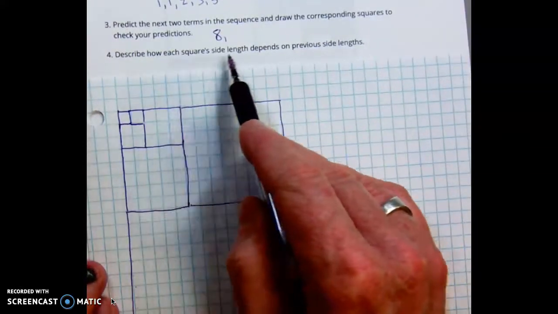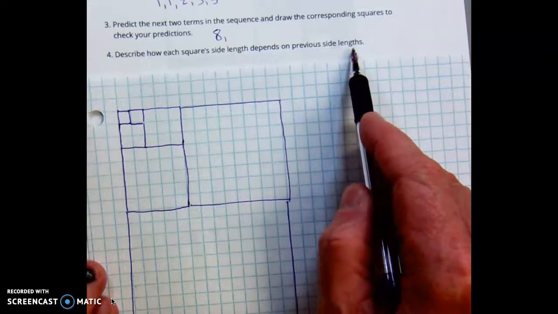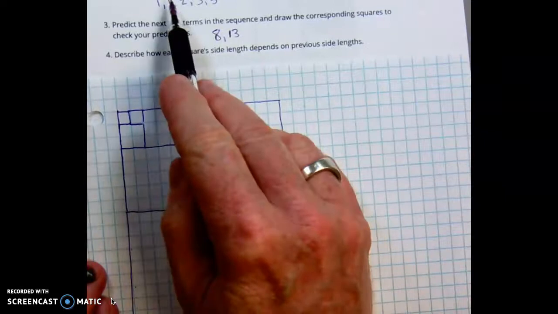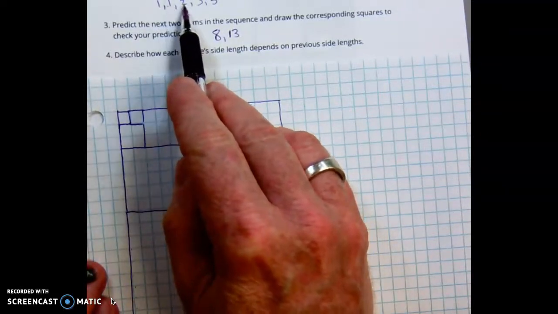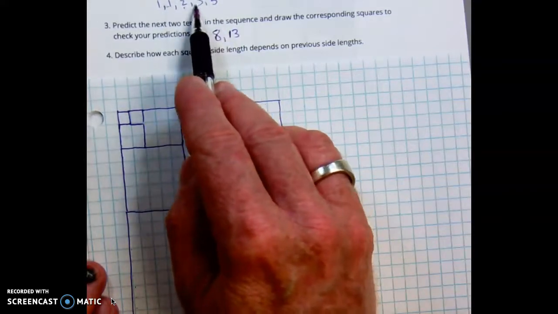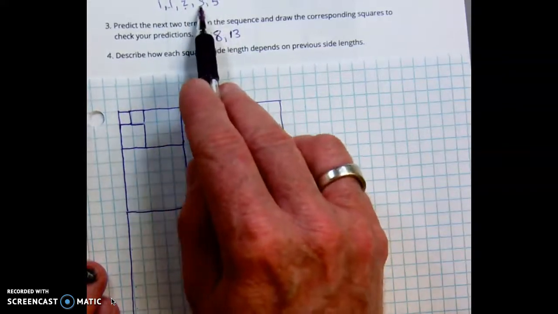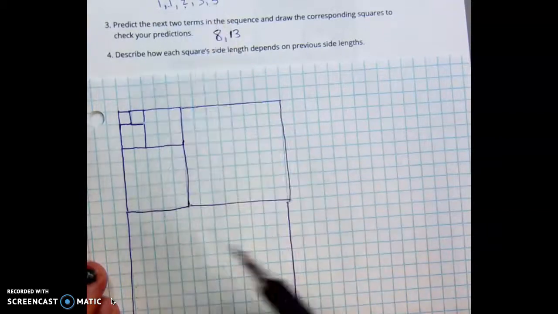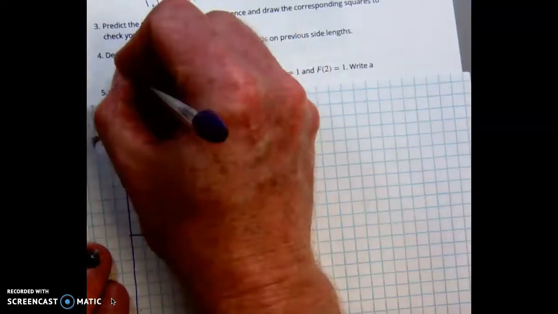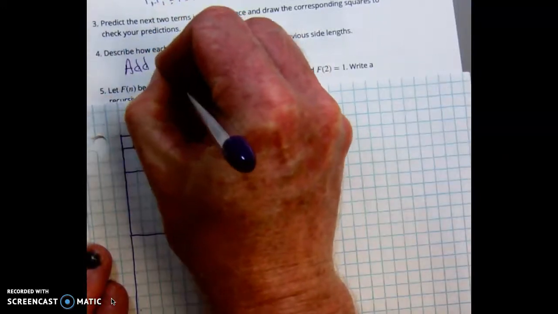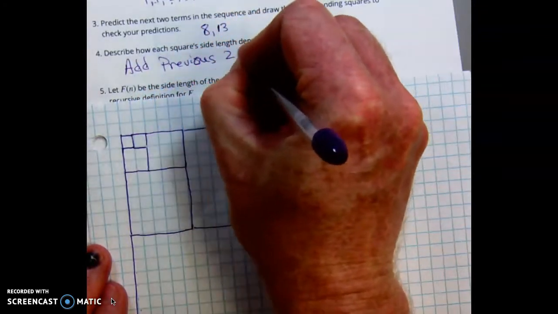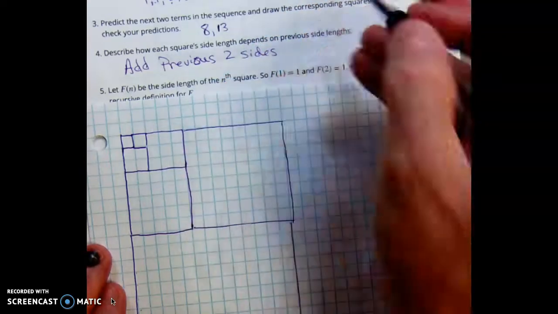Describe how each side length depends on the previous side lengths. So that's 13. Okay, so if you'll notice, you add the previous two. So to get the 2, we added 1 plus 1. To get the 3, we added 2 plus 1. 5 was 3 plus 2. 8 was 3 plus 5. 13 was 8 plus 5. Right, and so on. Okay? So add previous two sides. Okay?